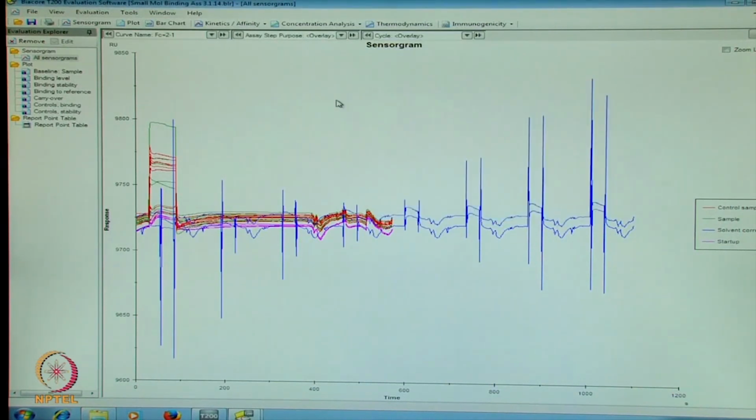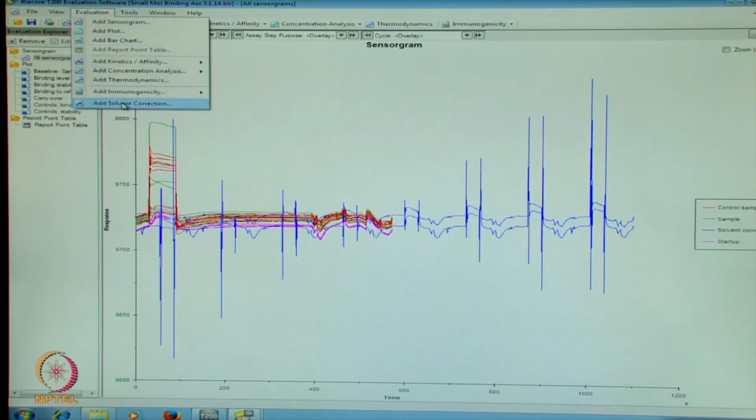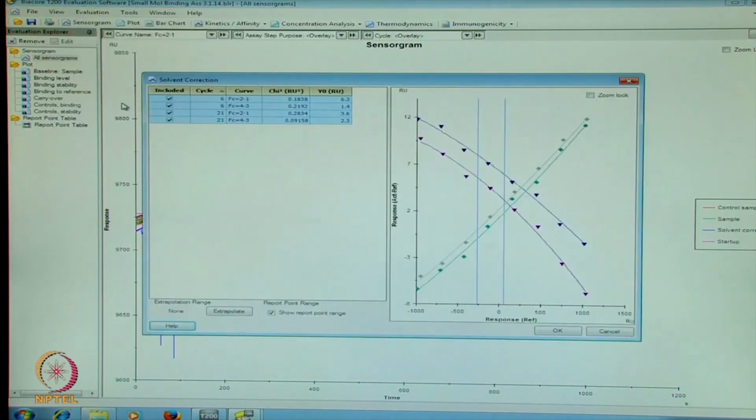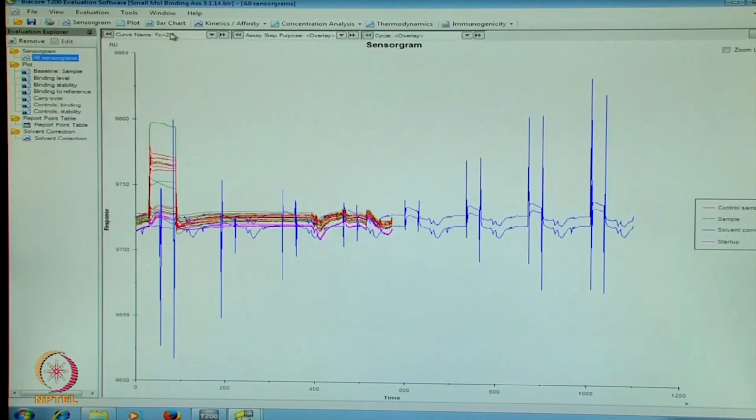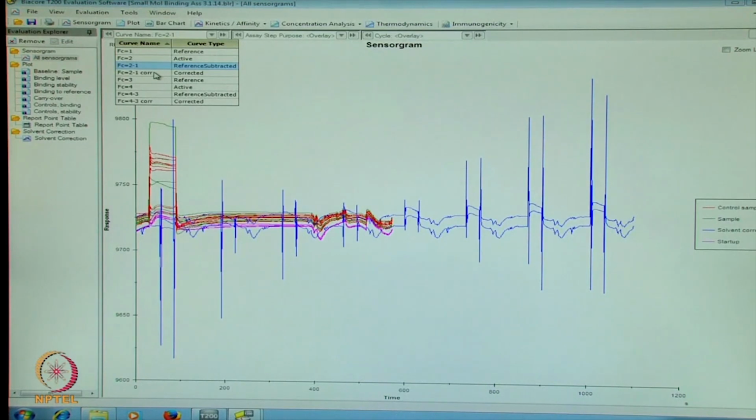Here, first we have to go on add solvent correction, check the solvent correction data, and if the data is good enough, we can say OK, and the data is subtracted for the solvent effect of DMSO, and we can see now in all the sensograms it shows 2 minus 1 corrected and simultaneously 4 minus 3 corrected with the solvent correction data that we have generated.